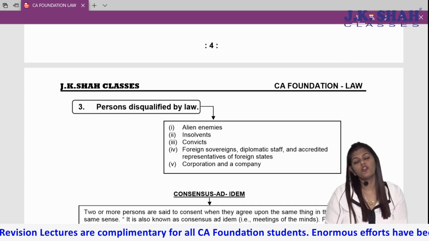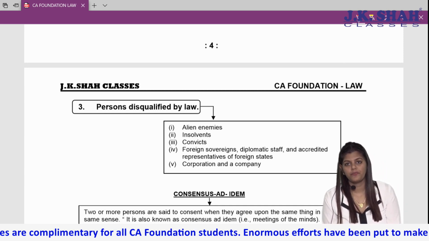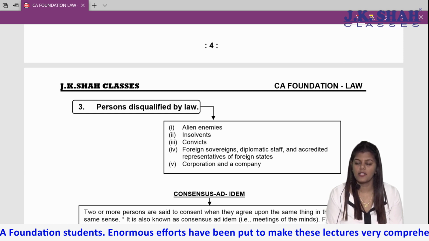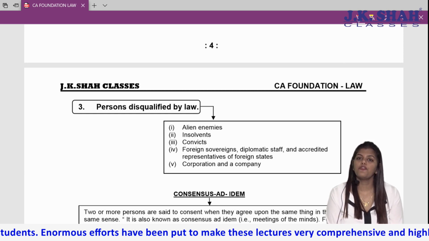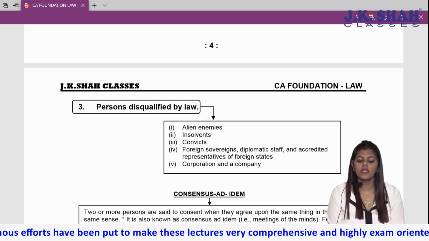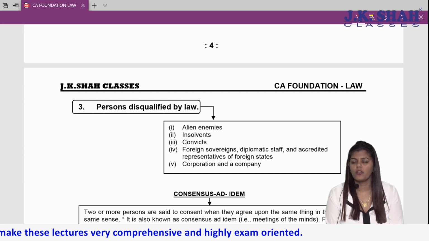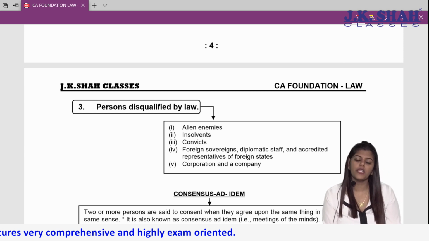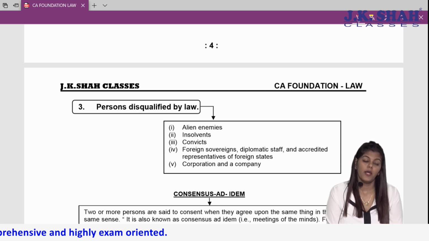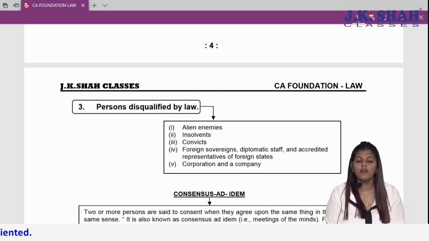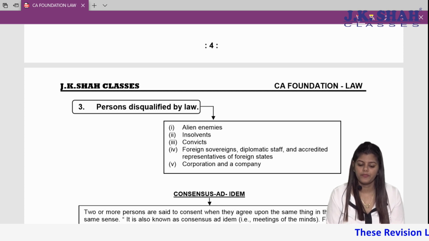Enemy means a foreigner of that country which is at war. Whatever comes to your mind, control your emotions, I can't say that. But see, a foreigner can be, in this case, an alien friend or an alien enemy. Alien friend means there is no war. You can enter into a contract with an alien friend, but automatically once the war is declared, he becomes an alien enemy, so now the contract becomes void.